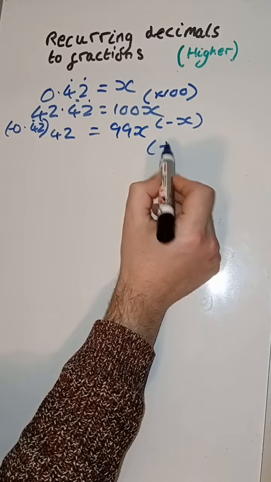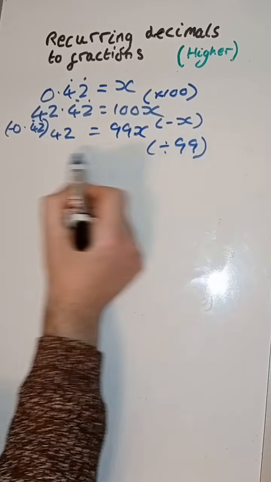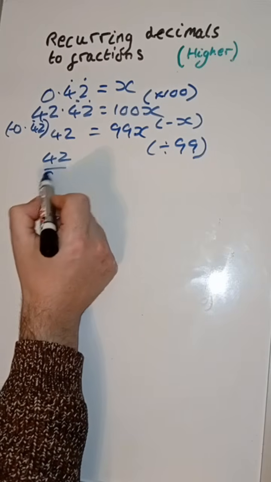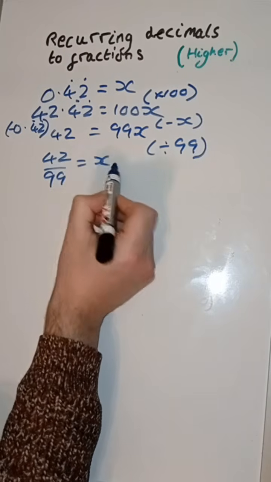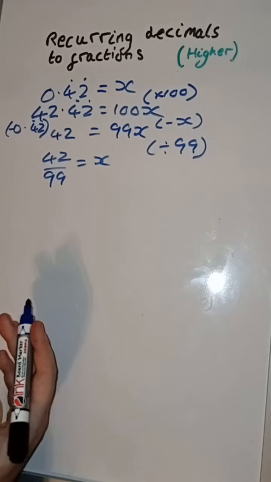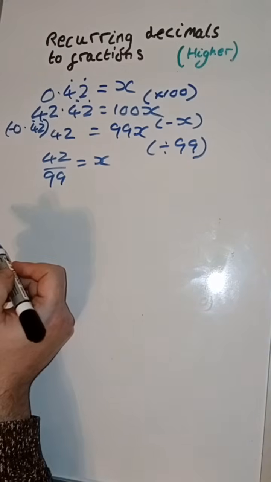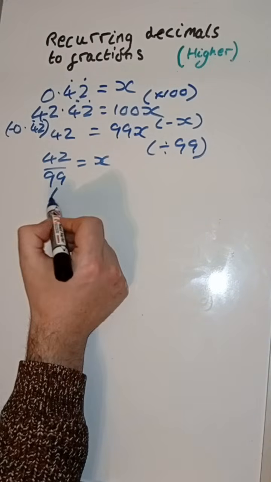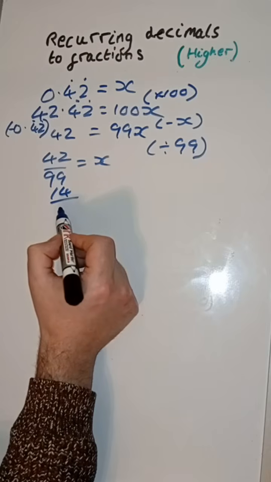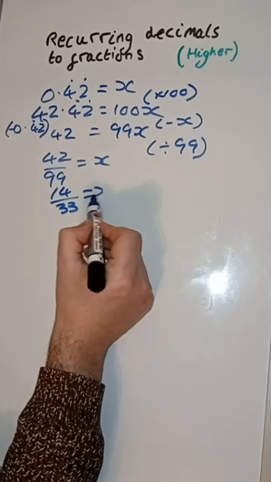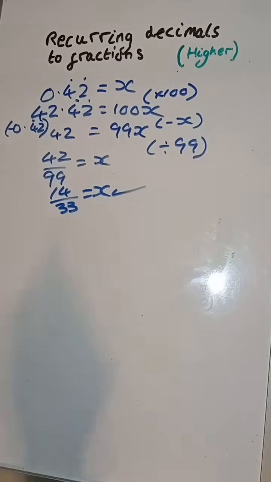We're then going to divide by the 99, and we've got 42 over 99 is equal to x, and we've got our fraction. Now, we can simplify that. We could divide both those numbers by 3, and then we'd get 14 over 33 is equal to x. Lovely. And that's in its simplest form, so that's full marks.